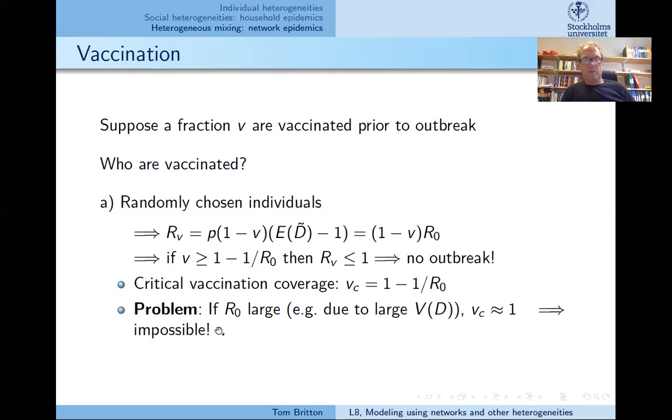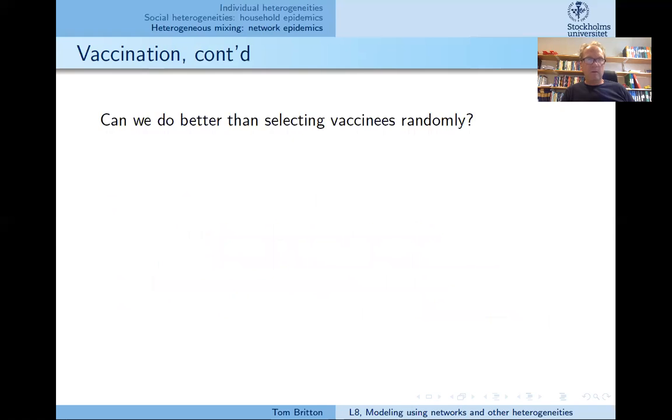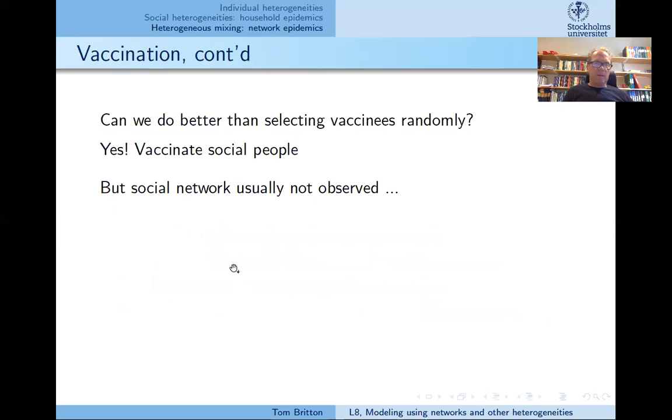The problem with this is that if R0 is large, it might be hard to obtain this high vaccination coverage. And so perhaps you can do better. Can we do better? Yes, as I just mentioned, if you vaccinate the socially active people, you can probably do better. However, a problem is that we typically don't know who the socially active people are.